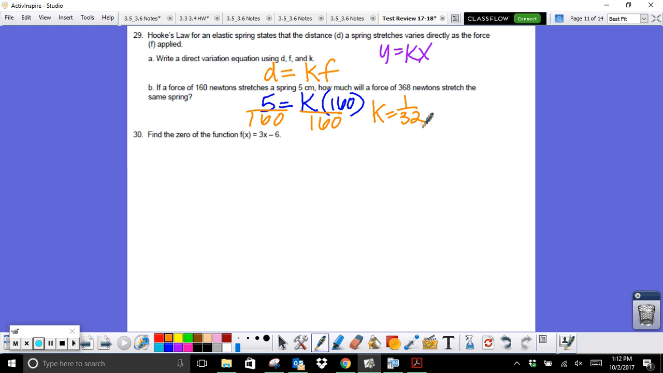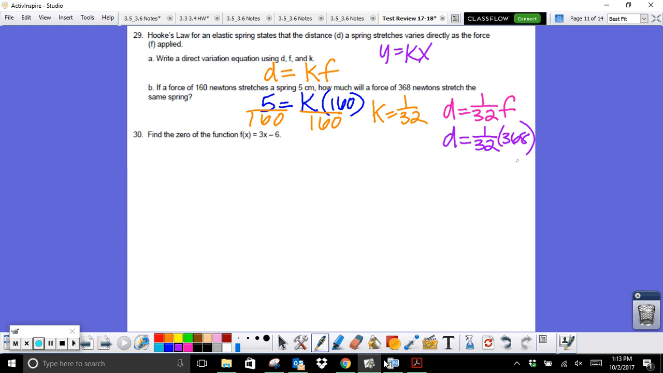So if this asked for a direct variation equation, my equation is going to be D equals 1 over 32F. And we will ask you that, so make sure you know how to do that. But now I can answer the second part. How much will a force of 368 newtons stretch the same spring? So D is what I'm trying to find. So I'm going to do 1 over 32 times 368.